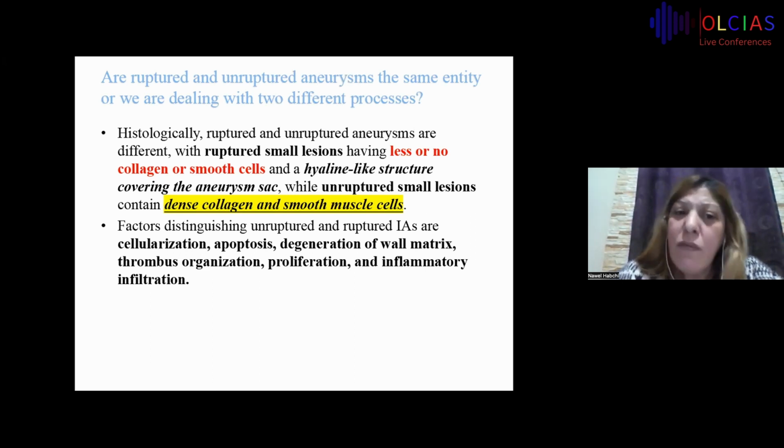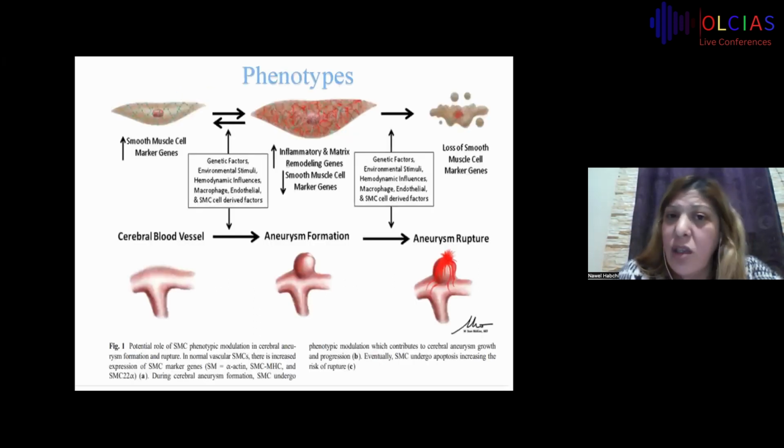We have some factors that distinguish between these 2 kinds of aneurysm, and these factors are cellularization, apoptosis, degeneration of the wall matrix, thrombus organization, proliferation, and inflammatory infiltration. These are the factors that influence the rupture of aneurysm.